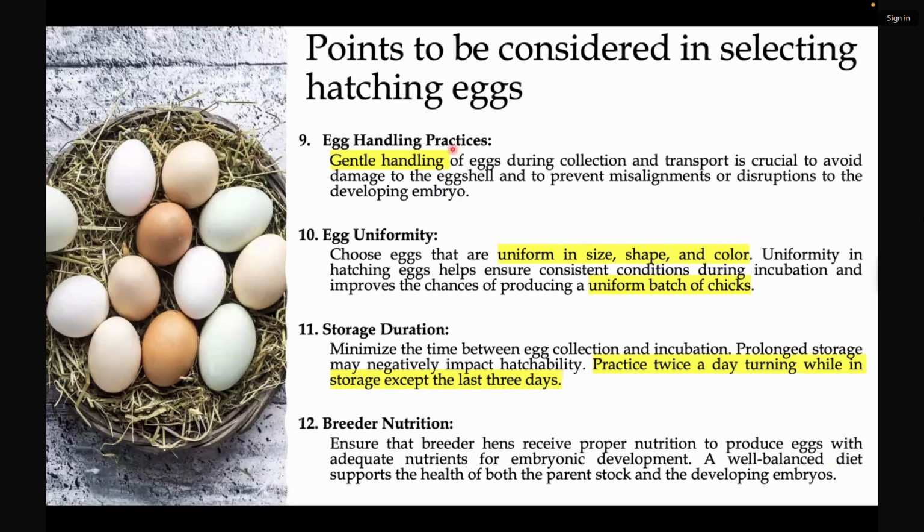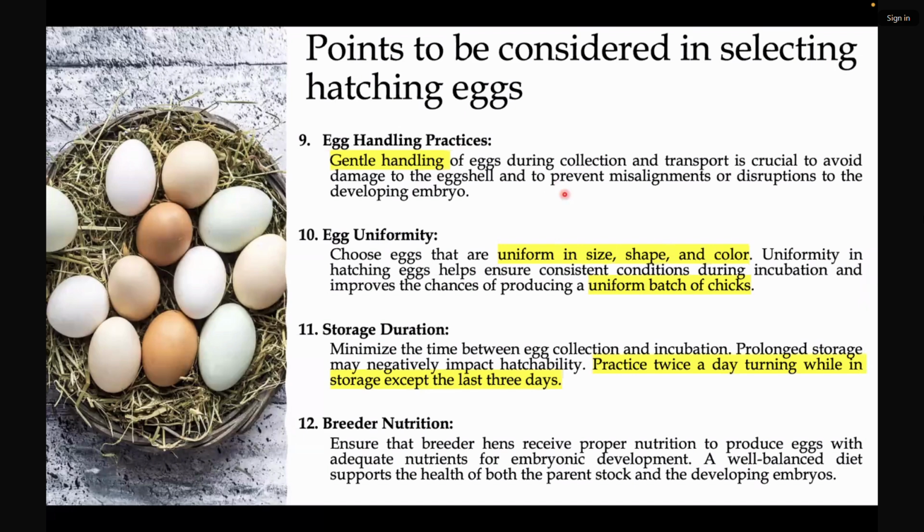Then we have to handle the eggs with great care, because handling may also cause cracks in the shell. And also if we process the eggs with dirty hands, they will be contaminated and not good for future hatching.